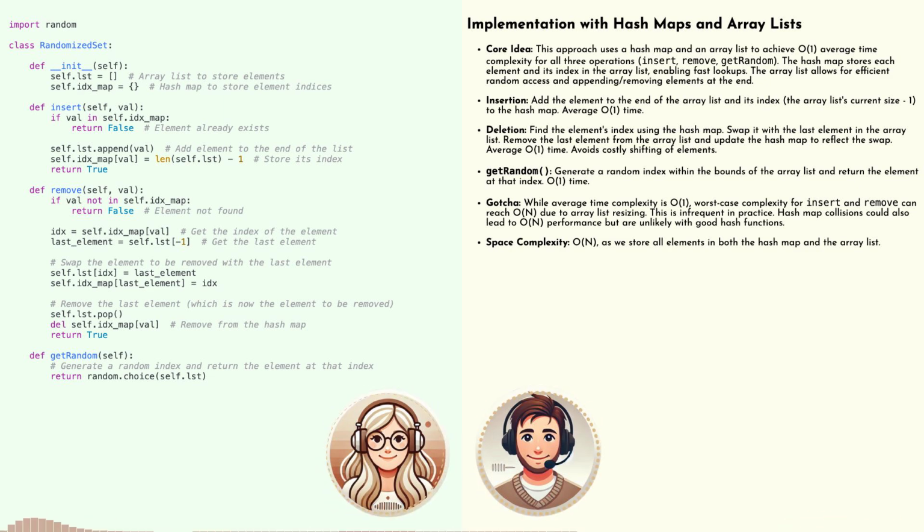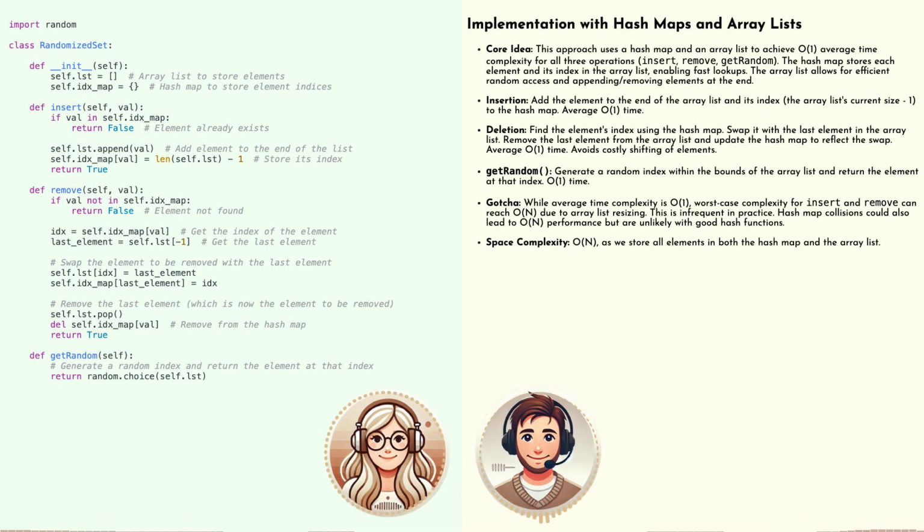Yeah. Now do we just delete it from the array list? Well, we could, but remember, deleting from the middle of an array list can be slow because we might have to shift a bunch of elements to fill that empty space. Oh, right. We don't want to mess up our beautiful O(1) time complexity. Exactly. So instead of deleting directly, we do a little swap trick.